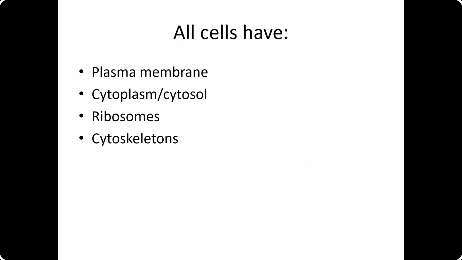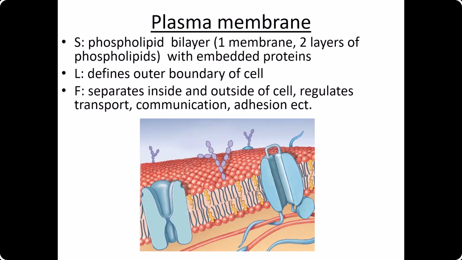I'm going to break things down a little bit differently than our book does, and we're going to talk about things that all cells have, then things that some cells have, then we're going to break off into plants and animals. So all cells are going to have a plasma membrane, they're going to have cytoplasm, they're going to have ribosomes, they're going to have a cytoskeleton, and we're going to get into all of these on their own slides coming up. So the plasma membrane is that cell membrane.